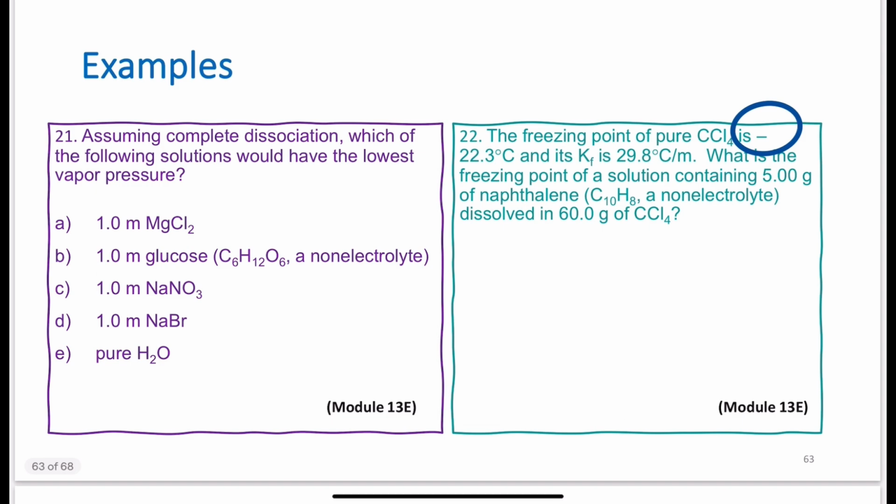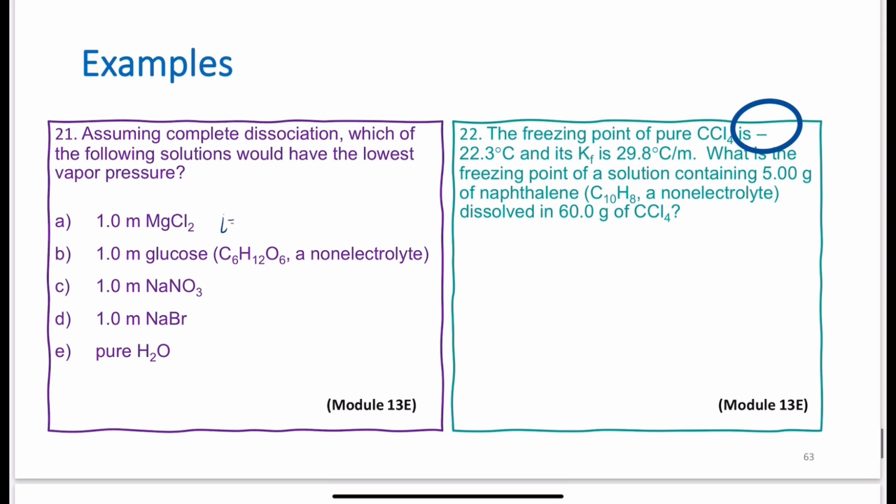Number 21. Assuming complete dissociation, which of the following solutions would have the lowest vapor pressure? They all have the same concentration, so that part's cool. Makes my life easier. I don't have to deal with multiplying them by their Van Hoff factor. I could just look at the Van Hoff factor now. If I've got magnesium chloride, my Van Hoff factor will be 3. It splits up into magnesium ions and 2 moles of chloride ions, therefore 3 for the Van Hoff. Glucose is a non-electrolyte. Its i value equals 1.